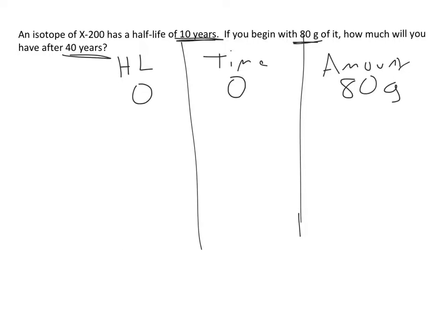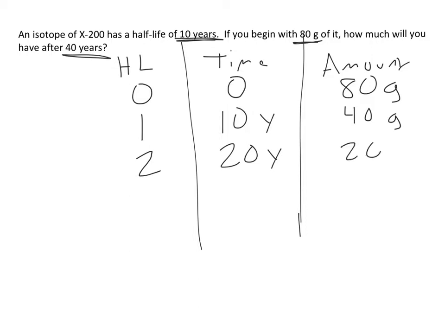So we're going to say, okay, one half-life later, well, if a half-life is 10 years, that will be 10 years later. And the definition of a half-life, now we'll have 40 grams. And then another half-life later, which will be the second half-life, 10 more years, it'll be 20 years. We cut 40 in half because, again, that's what a half-life is, so we're at 20 grams.